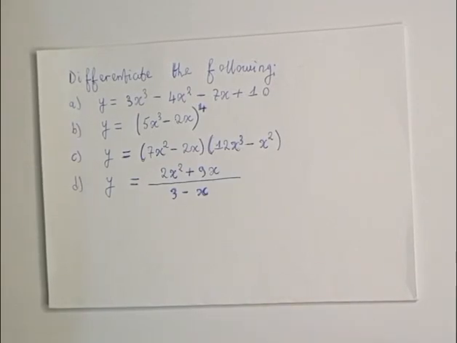Differentiate the following. For A, we have y equal to 3x cubed minus 4x squared minus 7x plus 10. Before we perform the differentiations, we are going to make good use of the formula below.